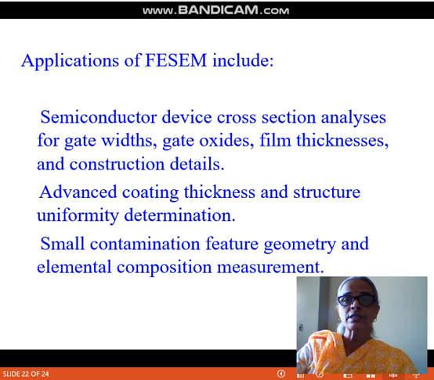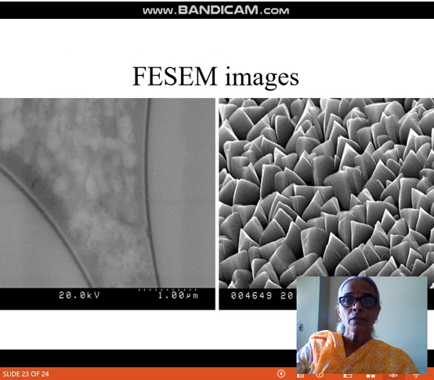Applications of FESEM include semiconductor devices, cross-section analysis for gate widths, gate oxide, film thicknesses and construction details. It also gives us information about coating thicknesses, structural uniformity and so on. So these are the FESEM images you can see, and you may compare the earlier SEM images with these FESEM images. Here you can observe the clarity in the images to understand the surface behavior in detail.